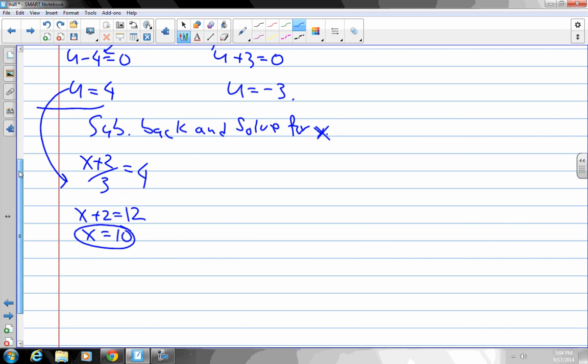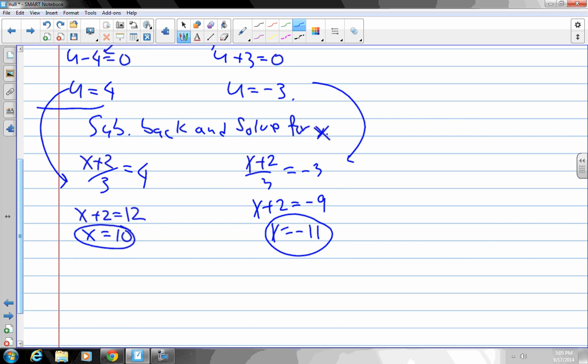At the same time, u equals negative 3, so (x+2)/3 equals negative 3. So x plus 2 equals negative 9. Is that right? Multiply by 3. So x equals negative 11. So these are my two solutions. It's kind of a sneaky way of solving this, when you notice the quadratic pattern. I didn't have to use it for this problem, but there'll be problems where there's no other way.